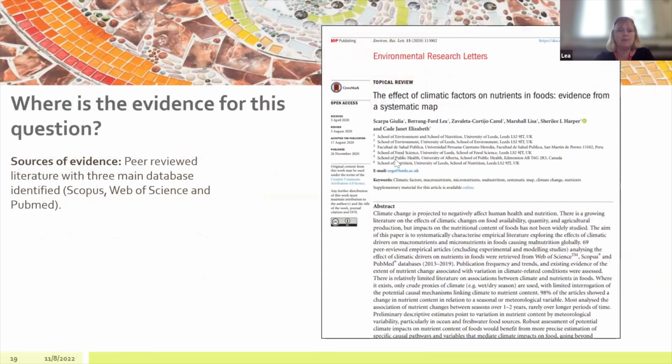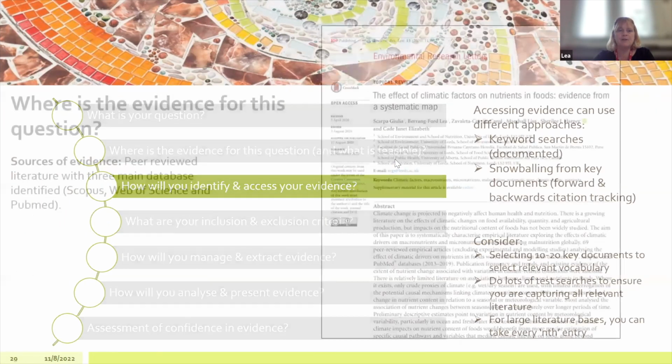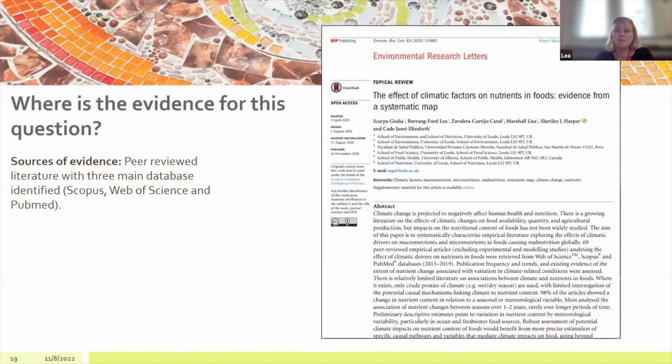Similarly, this example also focused on the peer-reviewed literature and looked specifically in 3 different databases. So these are both examples focused on the peer-reviewed literature, but there are plenty of cases where we've either combined peer-reviewed and gray literature and policy documents, or just focused on policy documents, or just focused on online gray literature sources. So you can sort of do a combination.